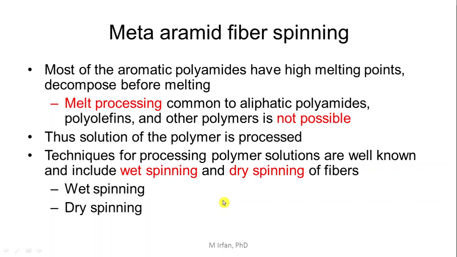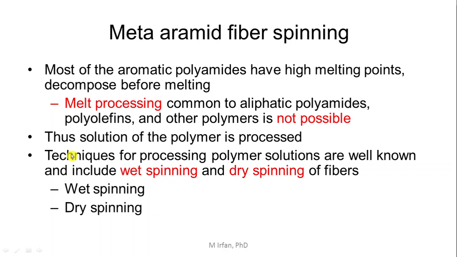After synthesis of the polymer, the polymer is sent to the spinning process, where fiber formation takes place. We know that almost all the aromatic polyamides have high melting points, and therefore they cannot be processed through melt processing because they decompose before their melting temperature is reached. Due to this reason, melt processing is not possible and their solutions are processed for fiber spinning.